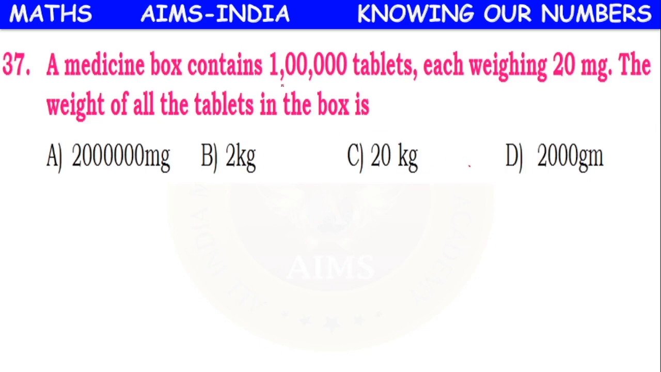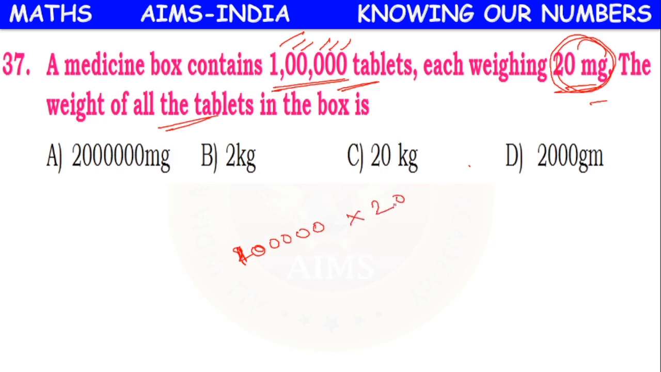Next. A medicine box consists of ones, tens, hundreds, thousands, 10,000s, lakhs. 1 lakh tablets, each weighing 20 milligram. The weight of each tablet is 20 milligram. The weight of all the tablets in the box is how much? So how many tablets do we have? We have 1 lakh tablets, each having 20 mg weight. So 1 lakh into 20 will become 20 lakhs.